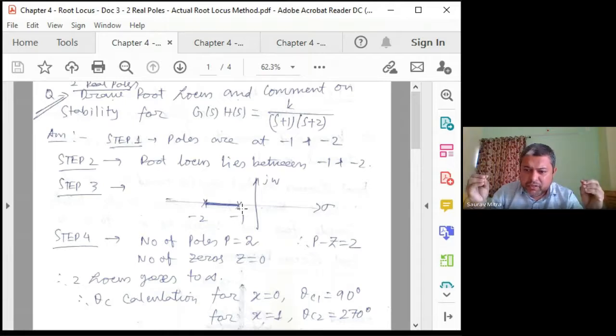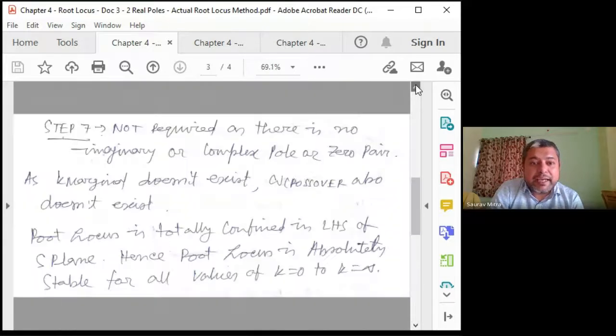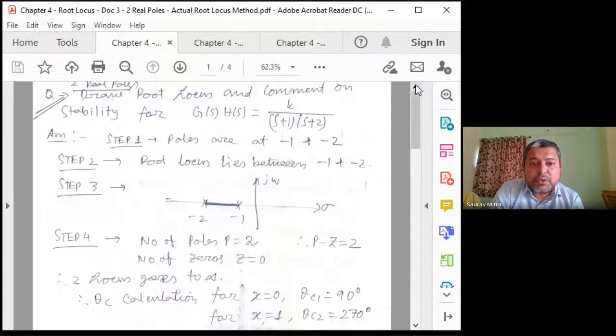The meaning is that minus 1 will come to some point, minus 2 will come to some point, and they will move off from the real axis. So for this numerical, this is the real part of the root locus. Then we are calculating the asymptotic angle. I told you that the asymptotic angle will be 2. So how to calculate it? The number of poles p is equal to 2, the number of zeros is equal to 0. In that case, one angle will be 90 degrees, another will be 270 degrees.